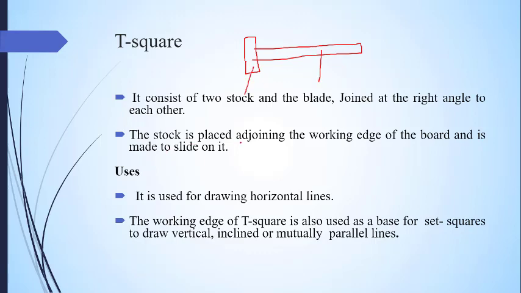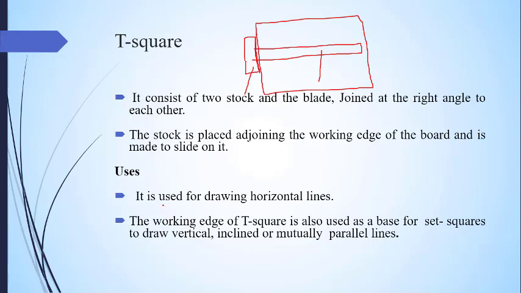The stock is placed adjoining the working edge of the board and is made to slide on it. This stock is kept along the drawing table. For example, this is a drawing sheet and drawing table or drawing board, and this is a T square. So this place is kept here to slide easily up and down.